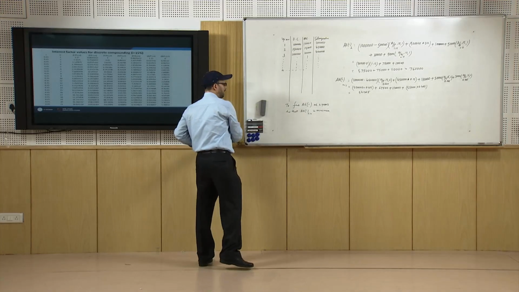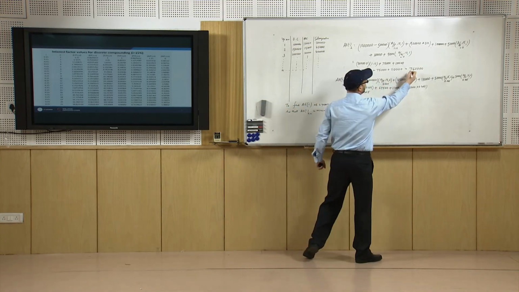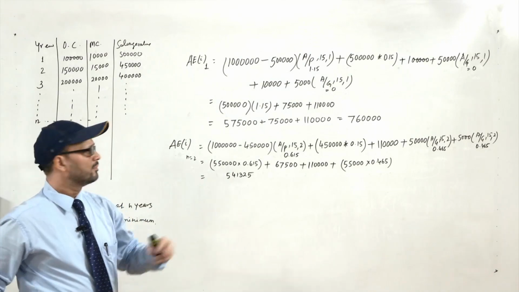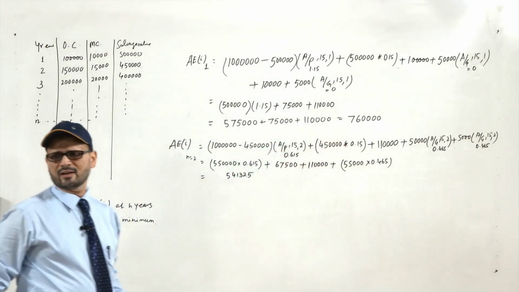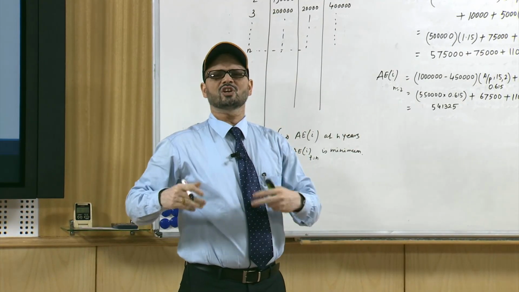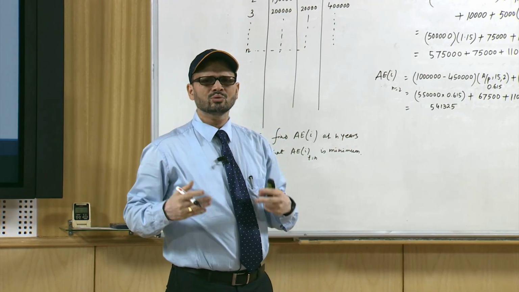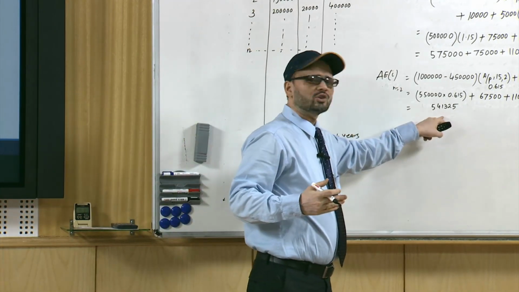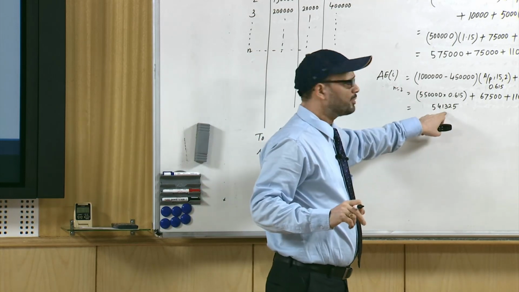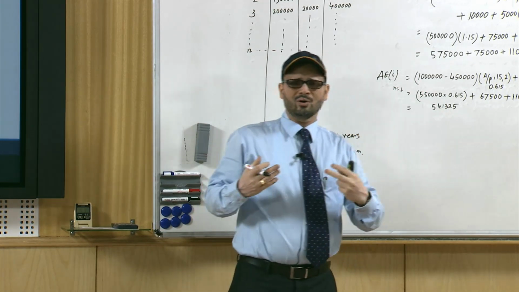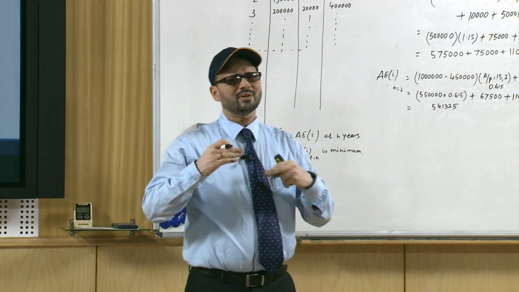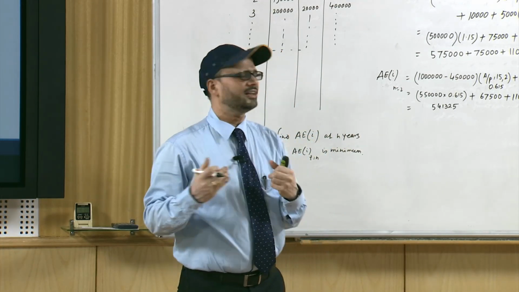So, this amount is less than the amount which came for n equal to 1 year. It means if the machine is used for 2 years, it is economical as compared to when it is used for 1 year. So, basically you can economically use it for 2 years. Now, we have to check for another year and see whether it is economical to use for 3 years.